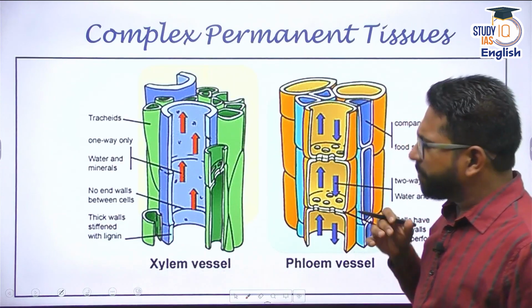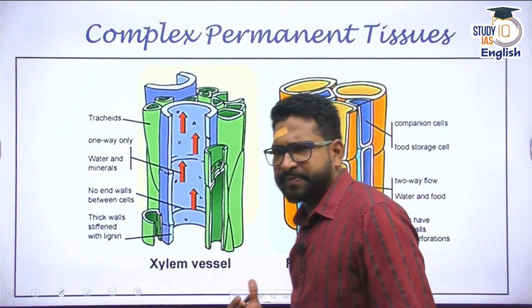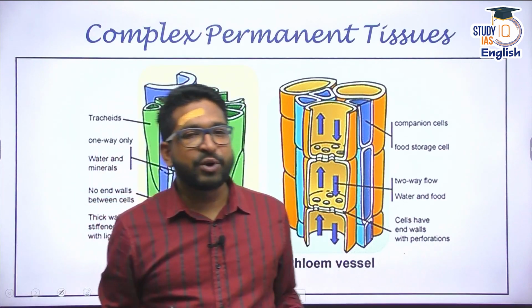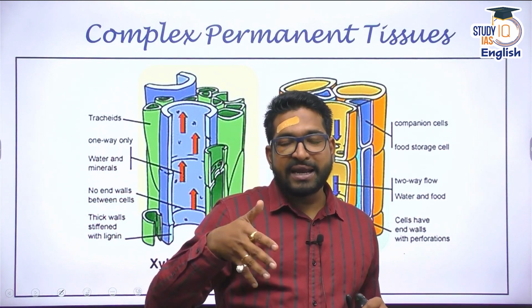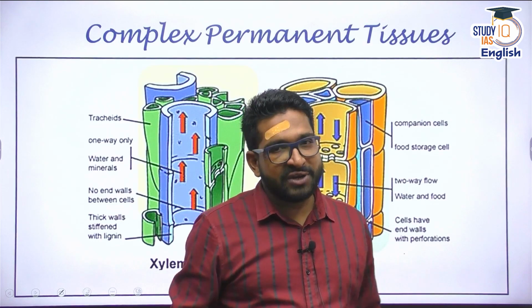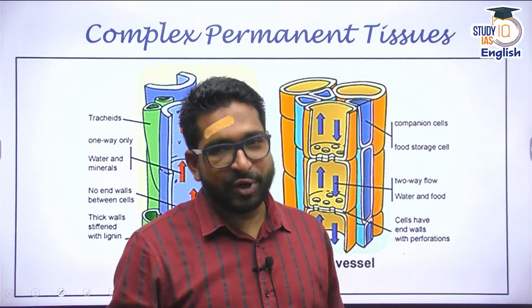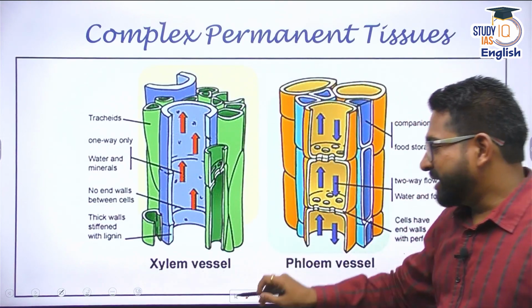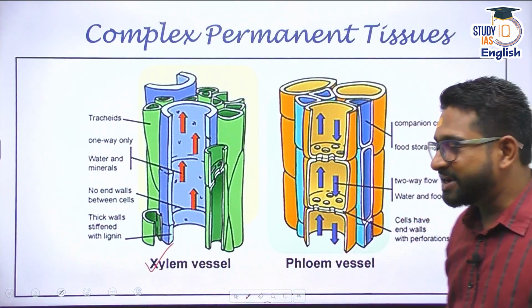Now let's move on to complex permanent tissue. Now this is simpler, right? Simpler in the sense just from the point of view of remembering, because from school days we do know xylem is a pipe which carries water for the plants, phloem carries food and other minerals. Yes, so complex permanent tissues are two kinds. One is xylem vessel, the other one is phloem vessel.